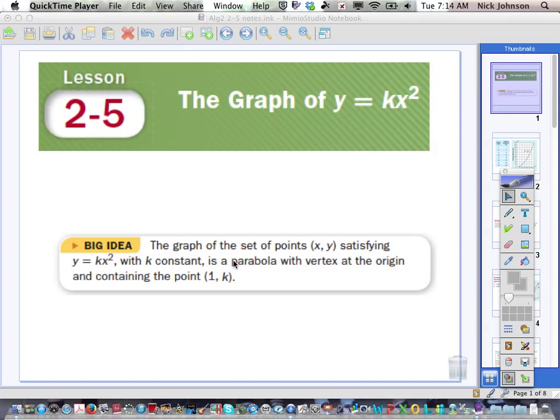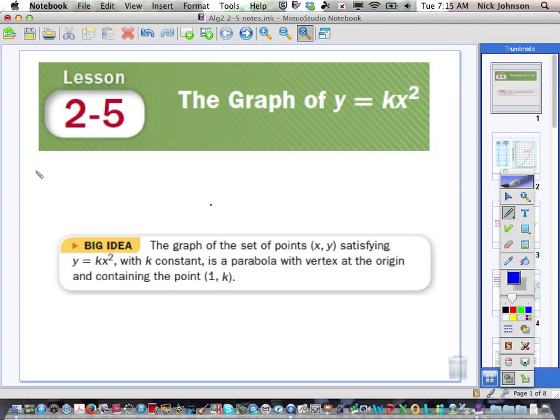Lesson 2-5, the graph of y equals kx squared. The big idea is the graph of the set of points (x, y) satisfying y equals kx squared with constant k is a parabola with the vertex at the origin and containing the point (1, k). Okay, so what that's telling you is you automatically know it's a parabola.